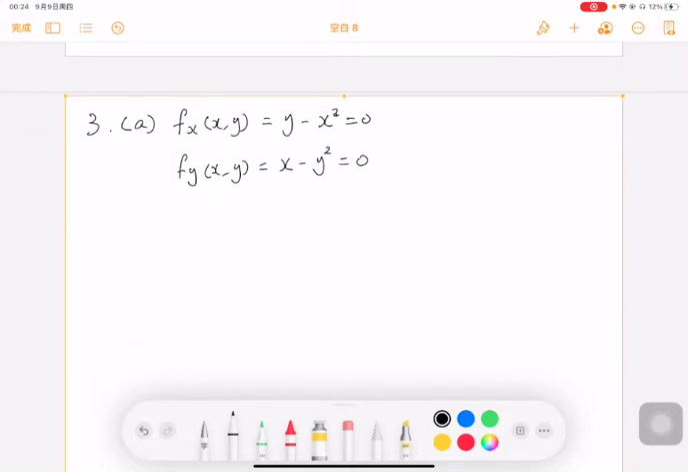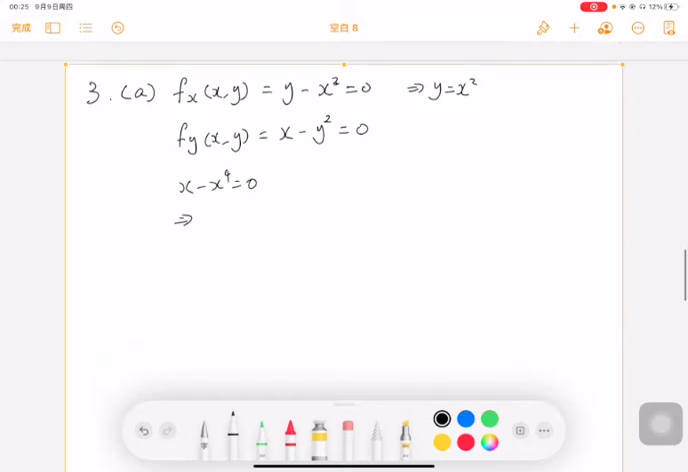Okay, now from the first equation, you get y equals x squared. If you plug this into the second one, you get x minus x to the fourth equals 0. And that gives you 2 solutions, because x minus x to the fourth is x times 1 minus x cubed equals 0. And that gives you 2 solutions, x equals 0 or x equals 1.